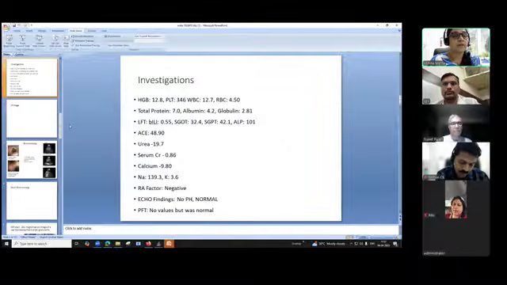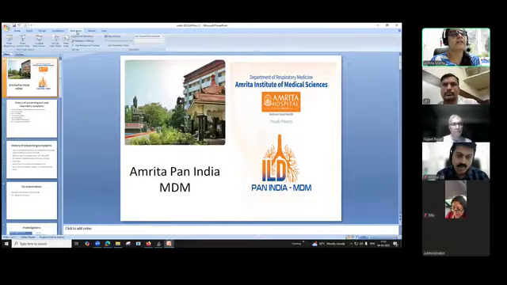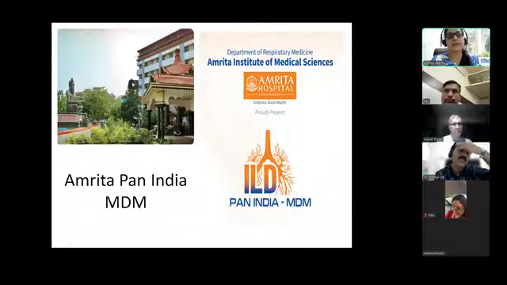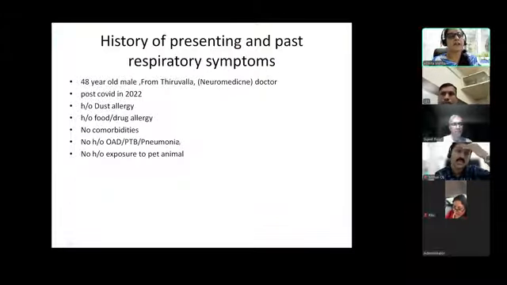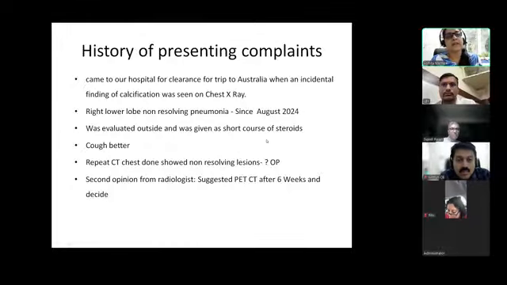So this is a doctor who was working in a neurology section, and he came to me because he had dry cough. He is 48 years, post-COVID, history of dust allergy, food allergy, nothing significant. Came to our hospital for clearance for a trip to Australia when an incidental finding, there was a calcification, and then he went back to his hospital and did a CT scan.